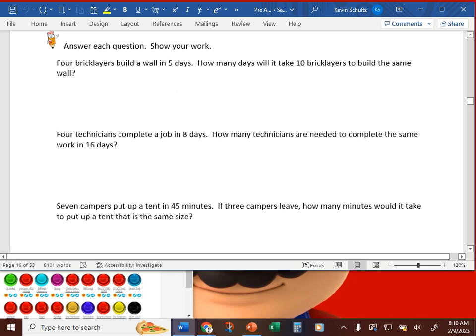4 brick layers build a wall in 5 days. How many days will it take 10 brick layers to build the same wall? First of all, let's identify what our units are. What's our A? What's our B? The A are the bricklayers.